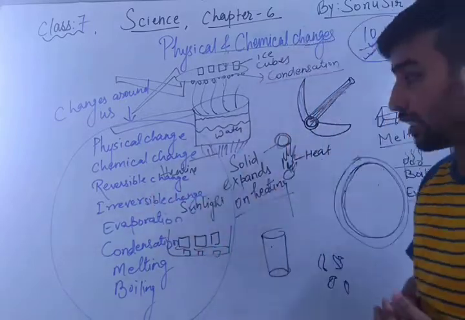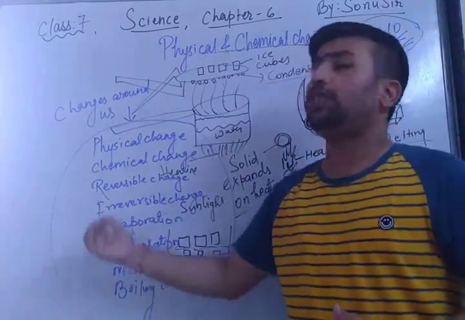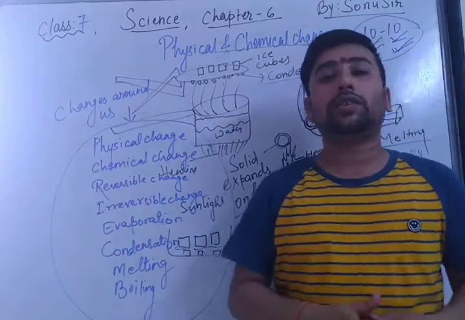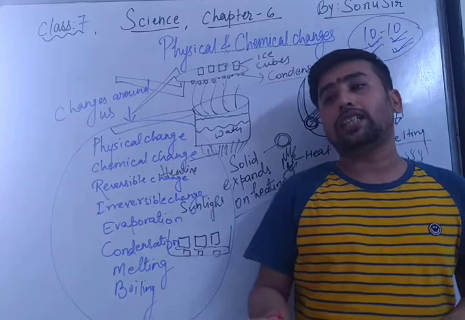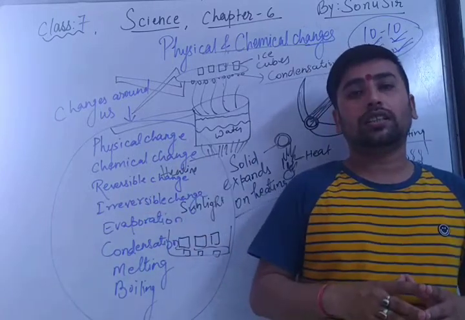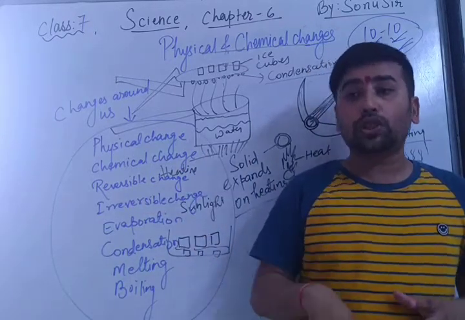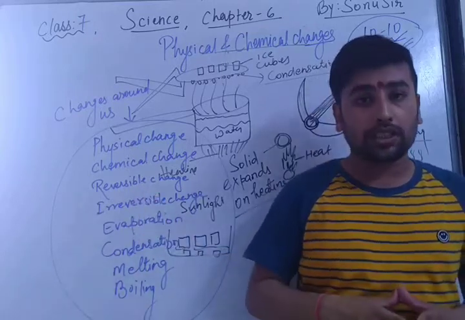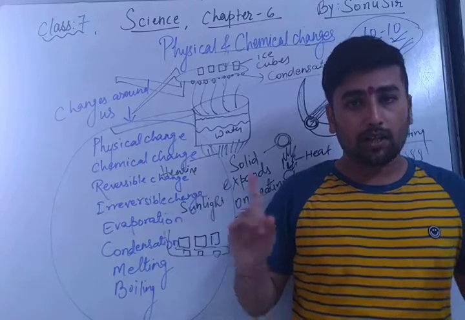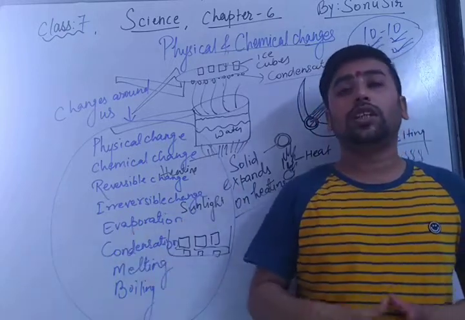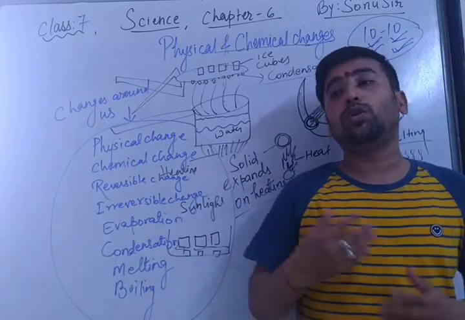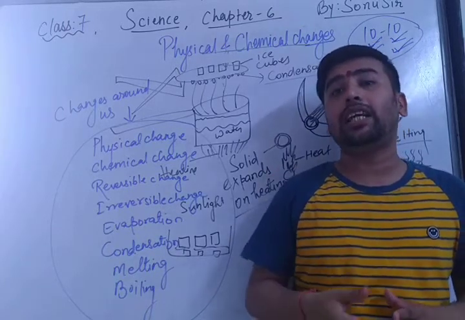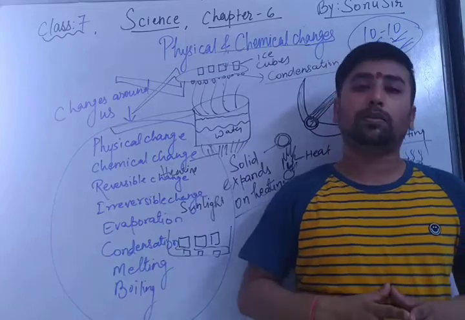But before starting a new concept, let me remind you about all these four things. Reversible change, which we studied in standard 6, means when any substance comes back to its original state after changing. That type of change is called a reversible change. For example, stretching of rubber. Irreversible change: the material does not come back to its original position, but the material remains the same. That is called an irreversible change.